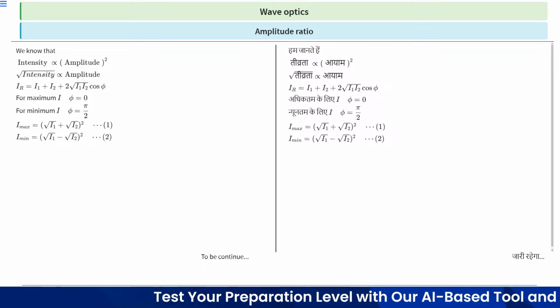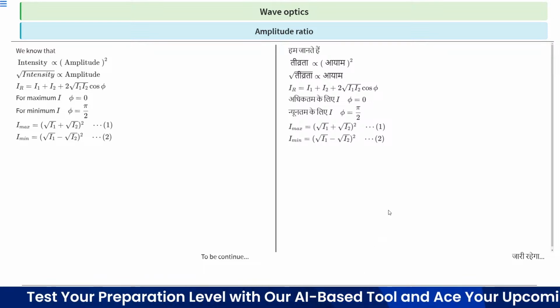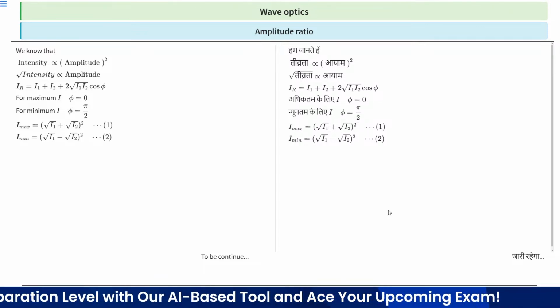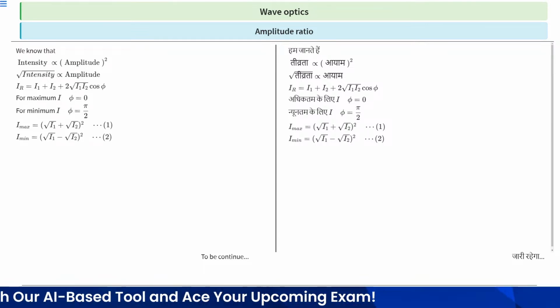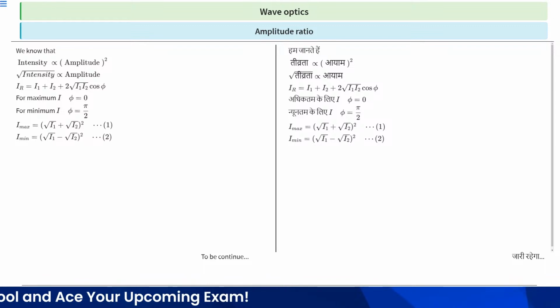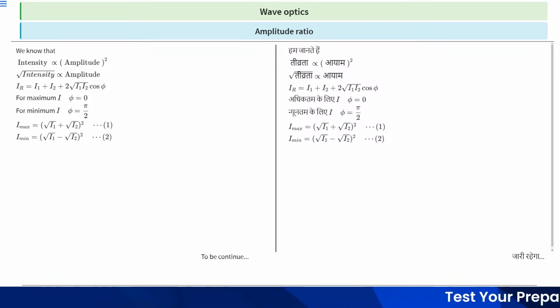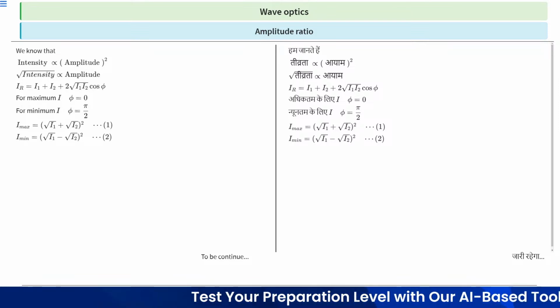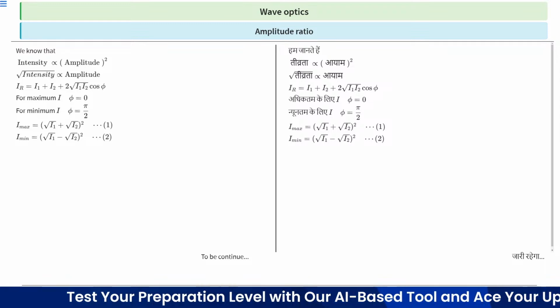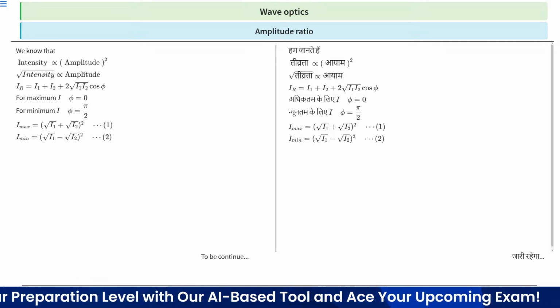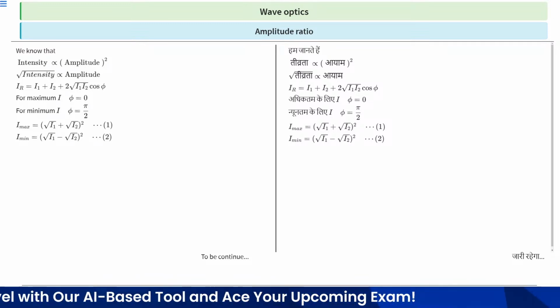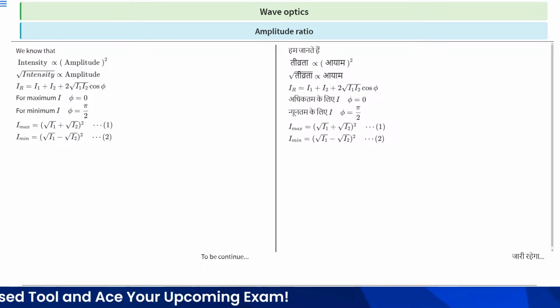So I max, when you put all the given values in the above equation, you will get I max is equal to root of I1 plus root of I2 whole square, and let this be equation 1. Similarly, I minimum, the minimum intensity, is equal to under root I1 minus under root I2 whole square, and let this be equation 2. So we have two equations, equation 1 and equation 2.